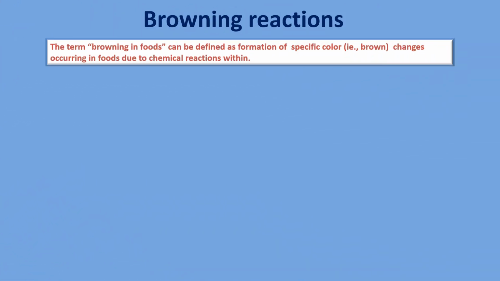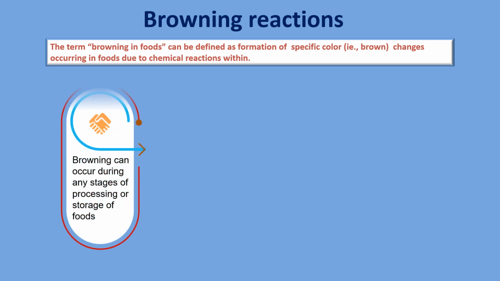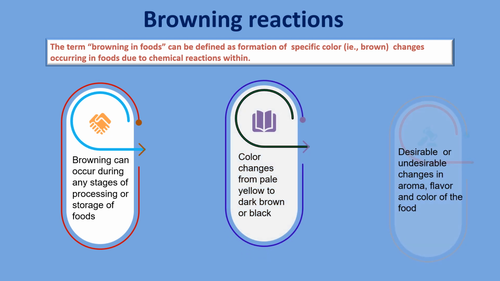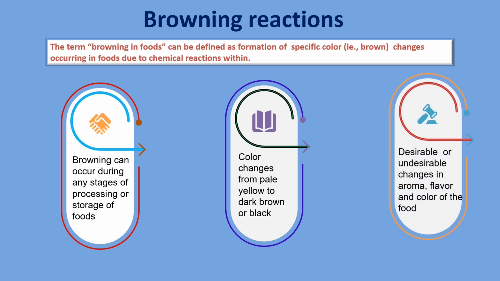The term browning in foods can be defined as the formation of specific color changes, here brown, occurring in foods due to chemical reactions within. Browning can occur during any stages of processing or storage of foods. The color changes from pale yellow to dark brown or black. These changes could be desirable or undesirable in terms of aroma, flavor, and color of the food.